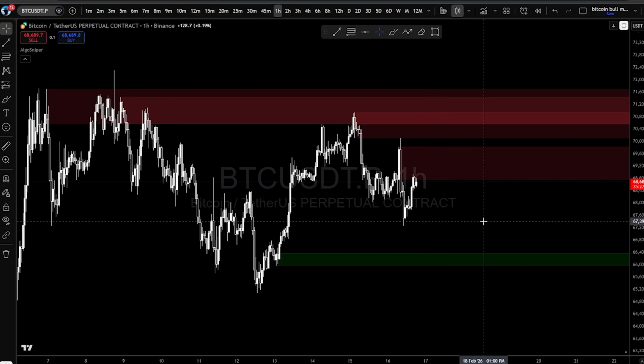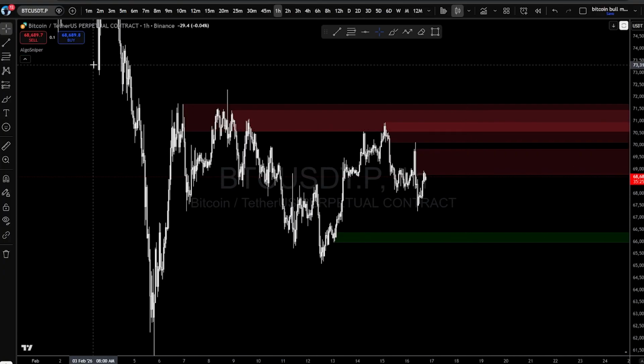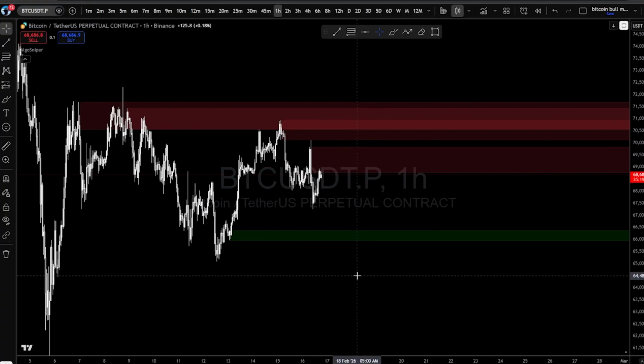You also have the institutional demand zones, support zones. You can see when you click it, you are going to have support and resistance.